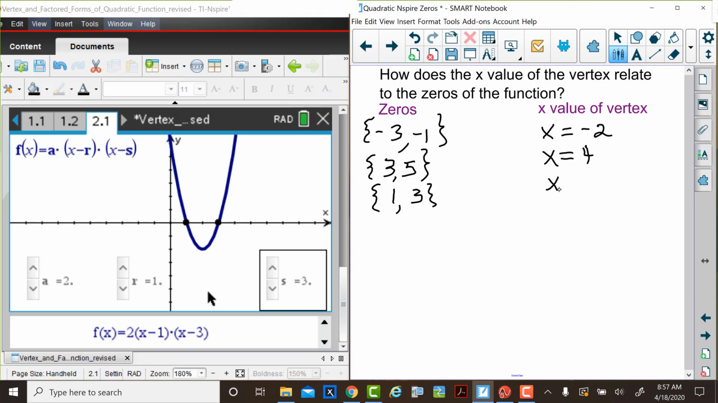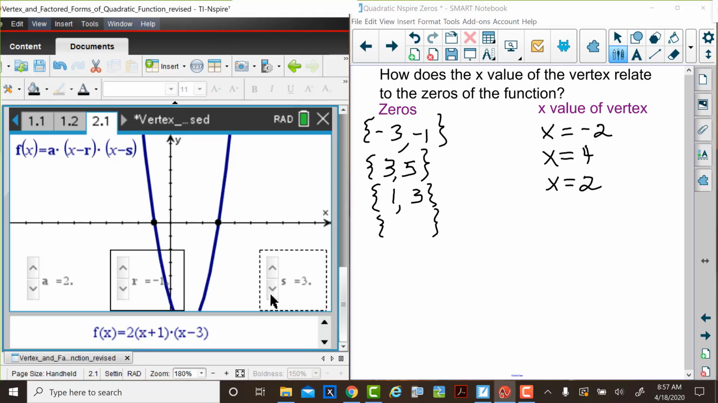And it appears the x value of the vertex is located at x equals 2. Are you seeing a pattern? Think about it for a minute. Let's do one more. We'll change r to -1 and s to 2.